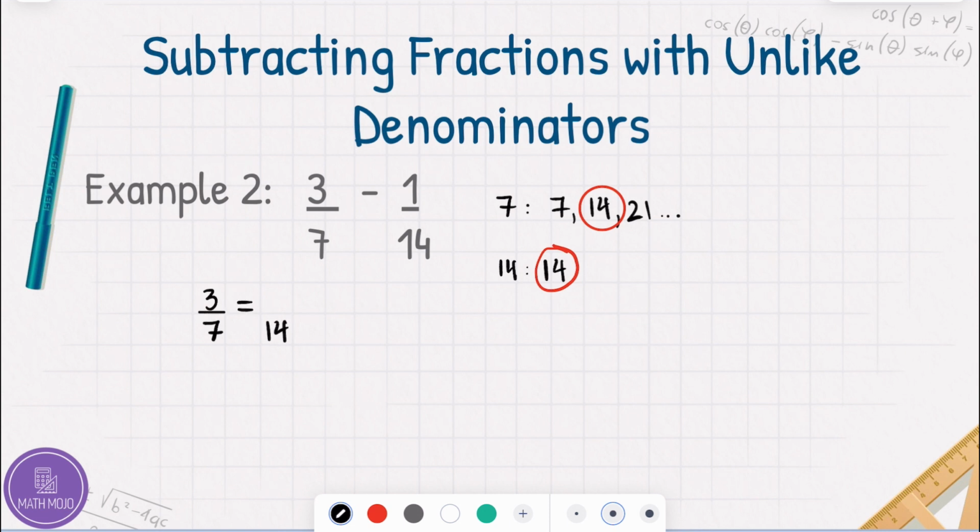So that equals something over 14. And how we got to 14 is we multiplied by 2. Now we do the same thing to our numerator, which gives us 6. So 3 multiplied by 2. And now we just have to change it in our equation. So we can write 6 over 14 minus 1 over 14, which is going to give us 5 over 14. And that is our final answer.